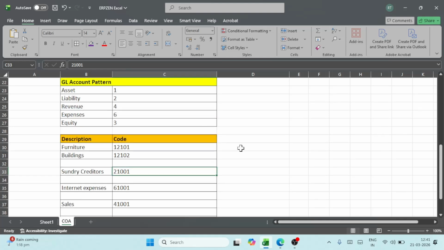And that's the chart of accounts in a nutshell. A well structured COA is the foundation of reliable financial reporting.